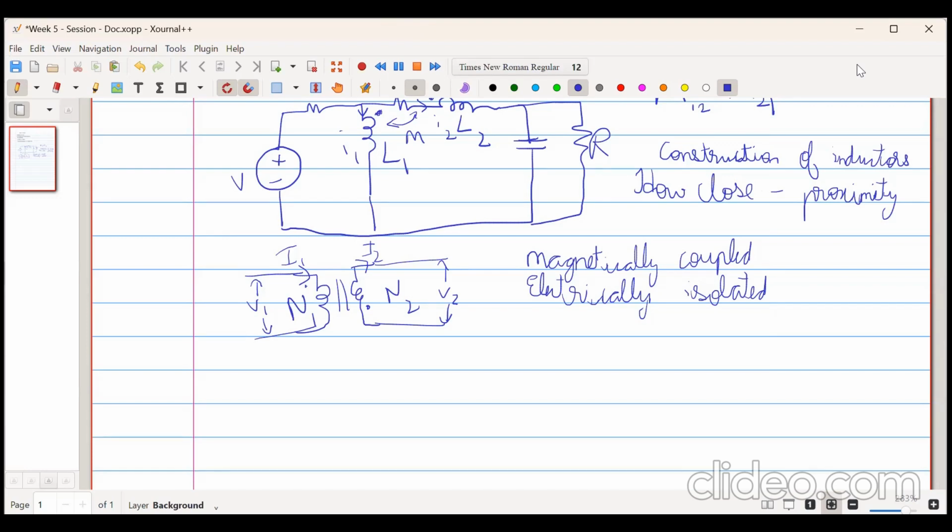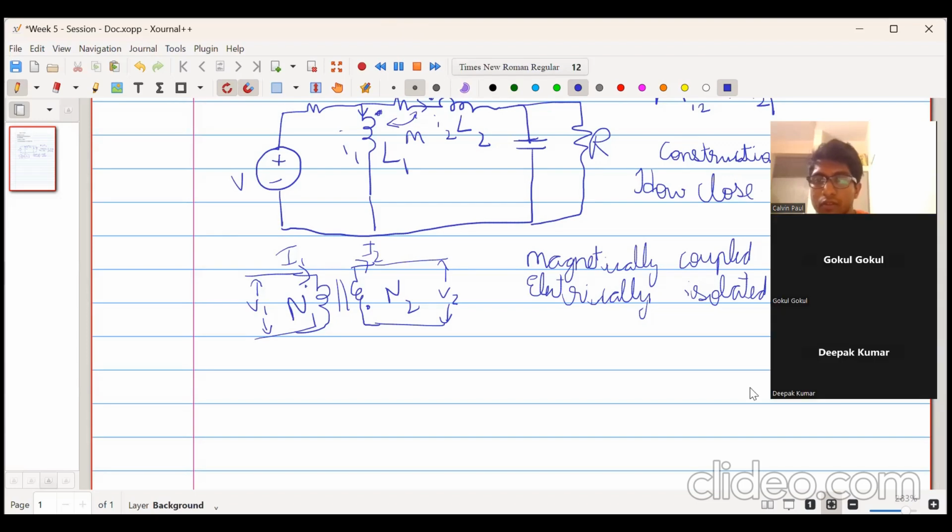So Deepak Kumar and Gokul, do you have any doubts or anything? Deepak Kumar? Okay. And what about Gokul? Are you able to hear? You're not yet connected to audio.